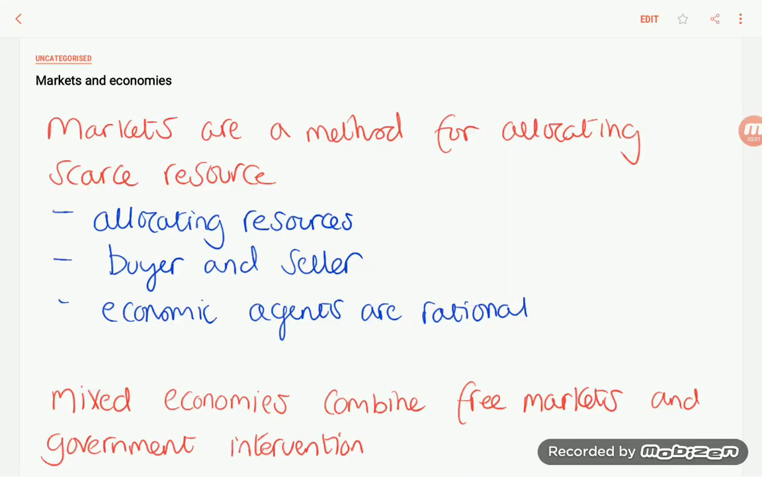Markets and economies. Markets are a method for allocating scarce resources. They don't have to be a place or involve the exchange of physical objects. Each buyer or seller in a market chooses to exchange something they have for something they'd prefer to have instead.